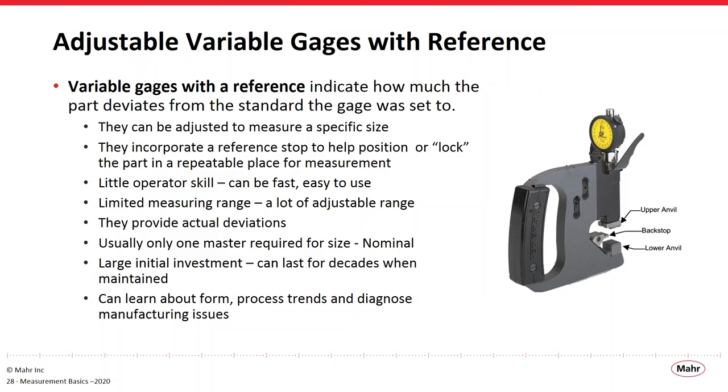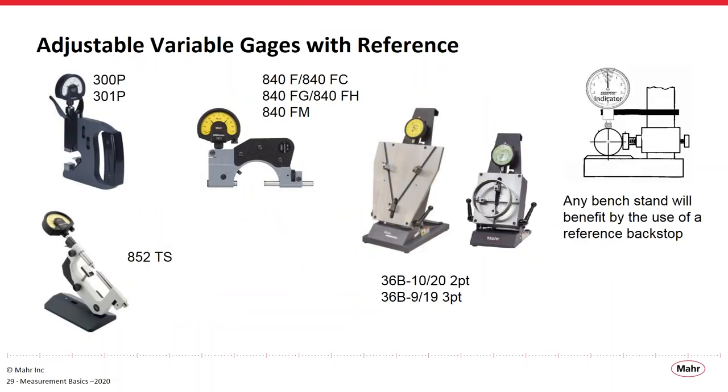So again, they're adjusted to a specific size. They incorporate a reference lock to help position, or really snap or lock, the part into a repeatable place for the measurement. They take a little less operator skill. They can be fast and easy to use. Again, limited measuring range, a lot of adjustable range. They again provide actual deviations, require a single master, and again, you can use these for years and years, and they can help you in the manufacturing process. Here are some examples of adjustable variable gauges, whether it be snap gauges or bench ID/OD gauges. Any bench stand with a backstop can be a variable gauge with a reference.